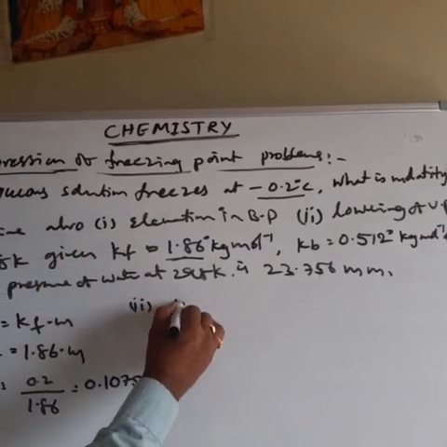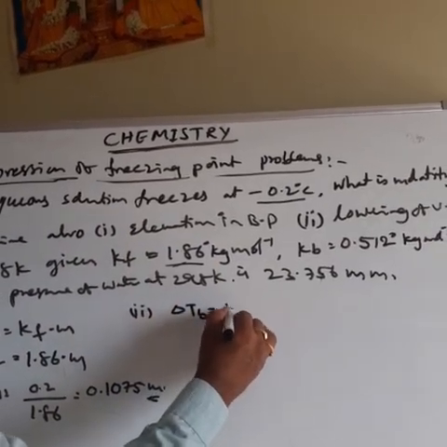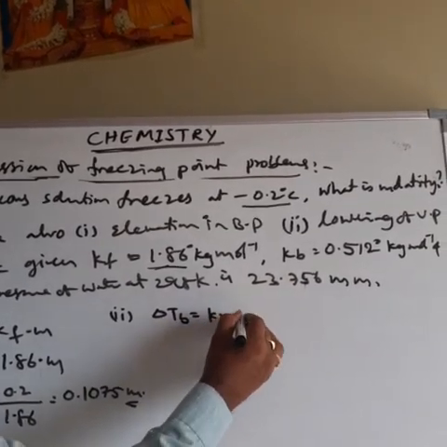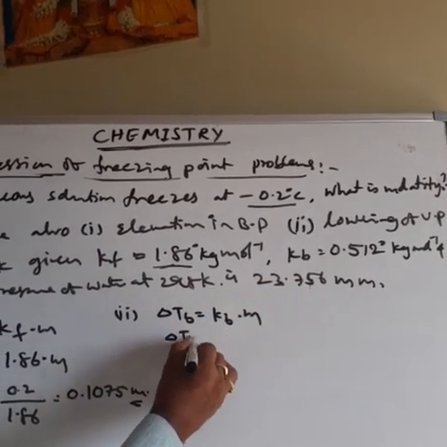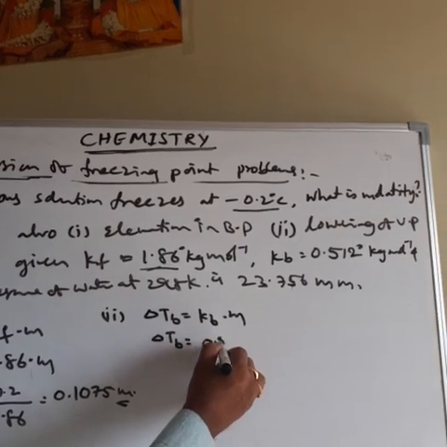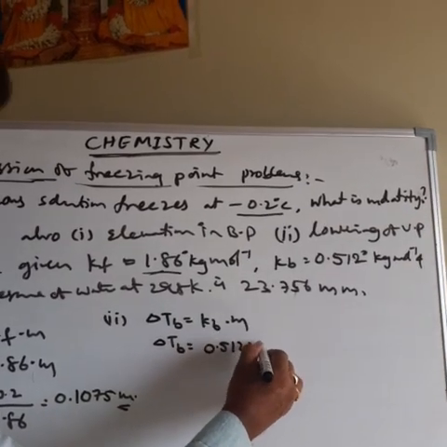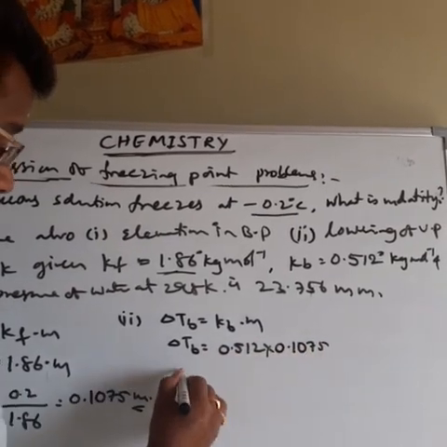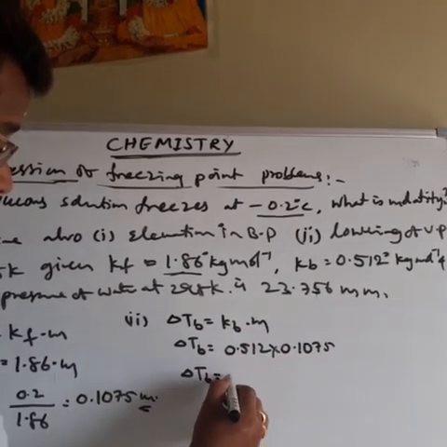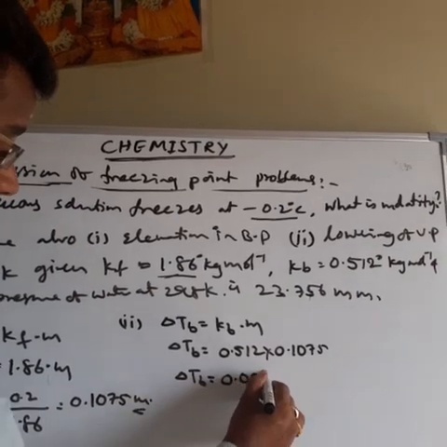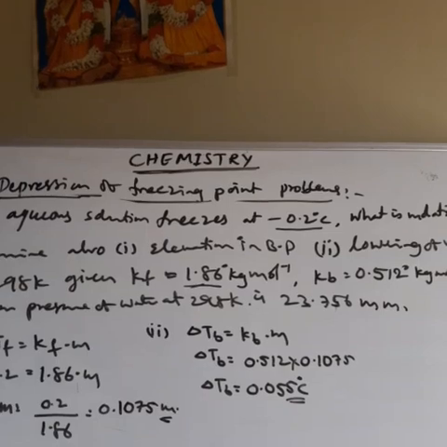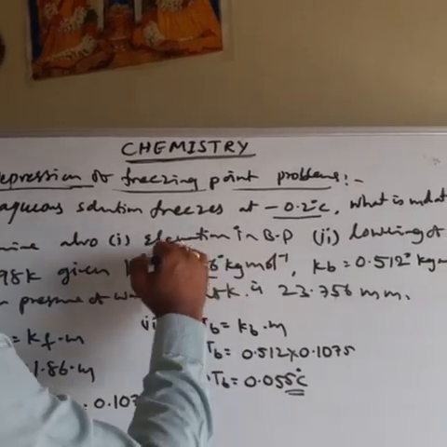Elevation of boiling point means delta Tb is equal to Kb into m. Okay. What is Kb? 0.512 into what is the molality? 0.1075. Therefore, its delta Tb value is equal to 0.055. So that is the elevation of boiling point value.